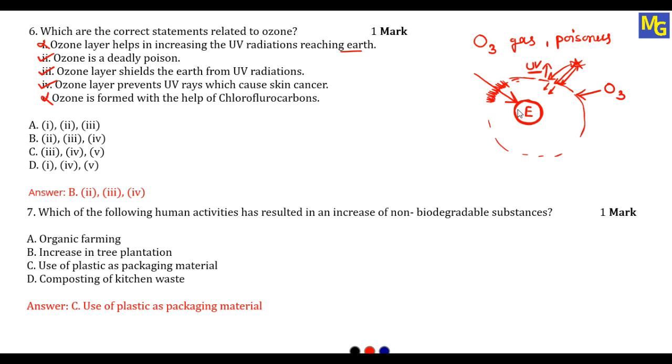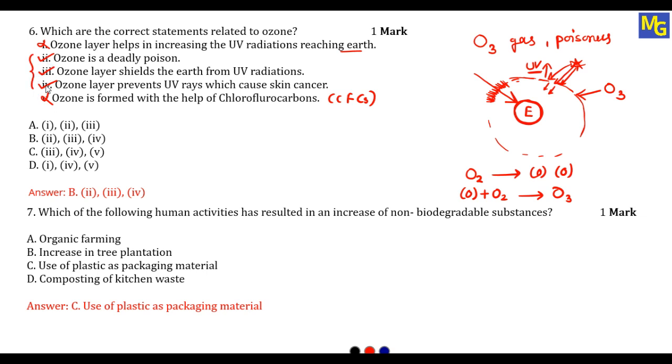Actually, ozone is formed from oxygen. We know oxygen. So oxygen is broken into nascent oxygen, and this nascent oxygen then combines with another oxygen molecule and we get O3, that is ozone. Chlorofluorocarbon will not help to form ozone. So this statement is wrong. So here the correct statements are statement 2, 3 and 4.